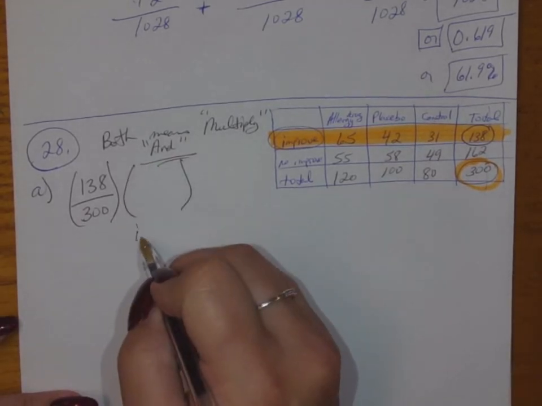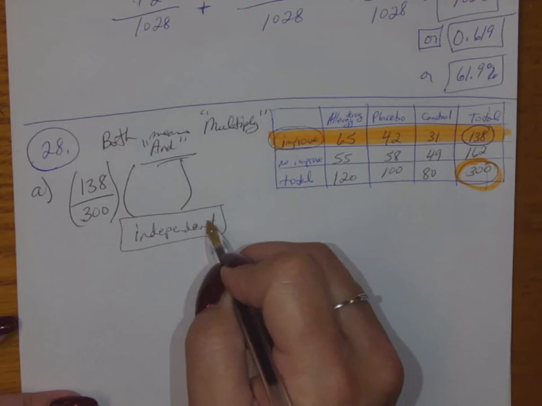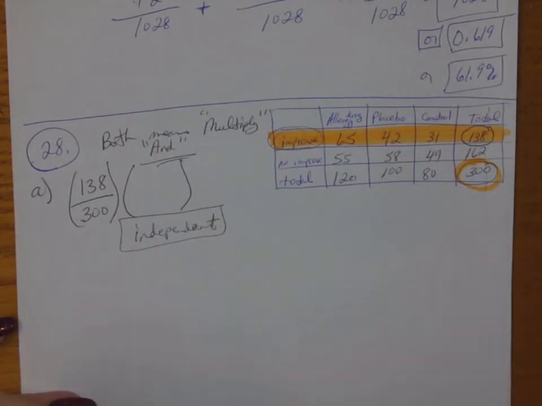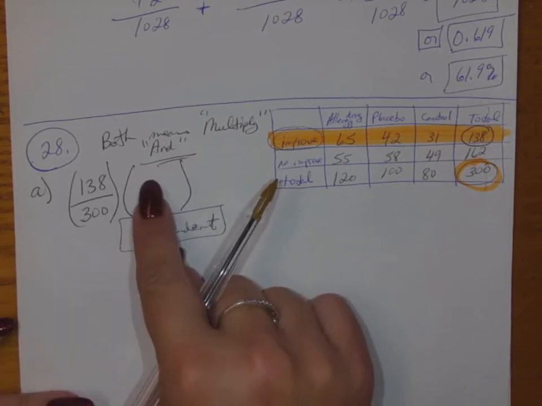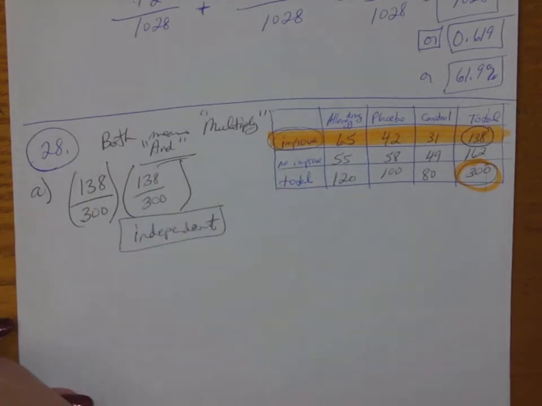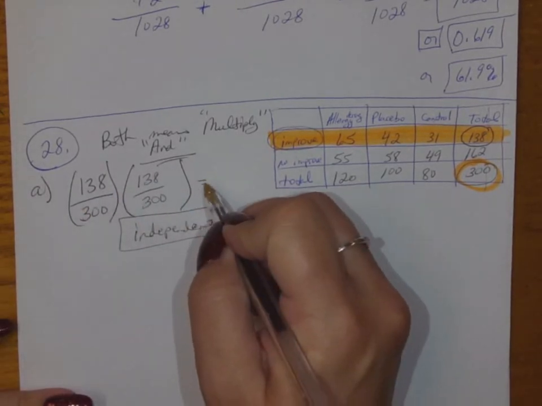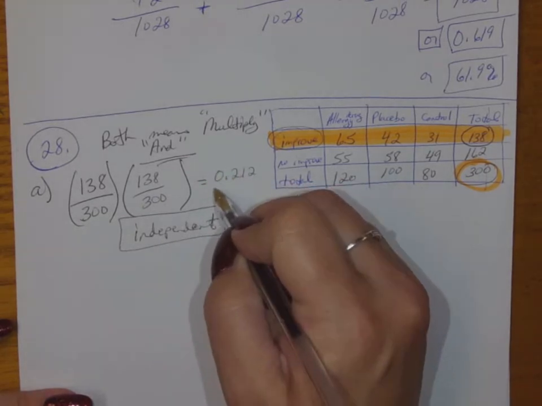This guy right here is independent of the first one. It does not matter what happened the first time I pulled somebody out of that group. It does not matter because I replaced it. So it's an independent event and nothing is going to change. So the question was, find the probability that both people improved. So what's this probability? It's still 138 out of 300, right? Okay. So you can multiply that and multiply that straight across. You should get approximately 0.212 when you divide it out.